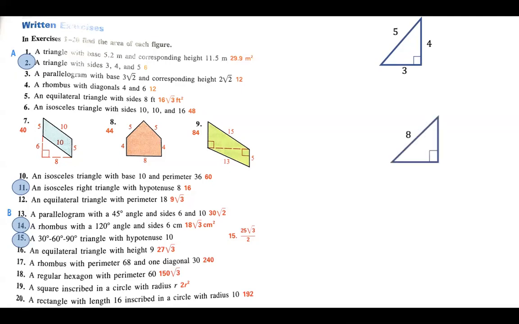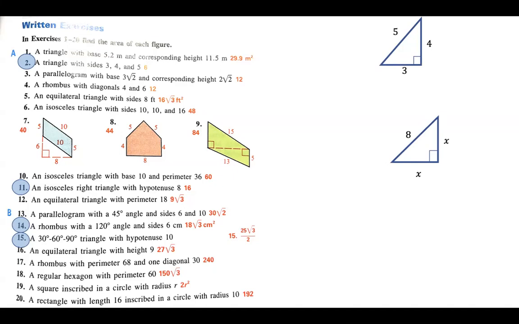Let's see, number 11. So it's an isosceles right triangle with a hypotenuse of 8. Okay, so if it's an isosceles triangle, that means 2 of the sides are the same. And since the hypotenuse is 8 and it's the longest side, then the other 2 sides are x. I could use Pythagorean theorem.